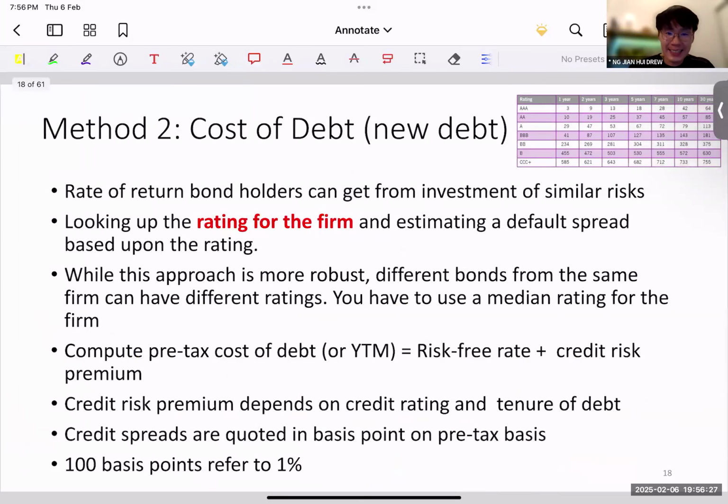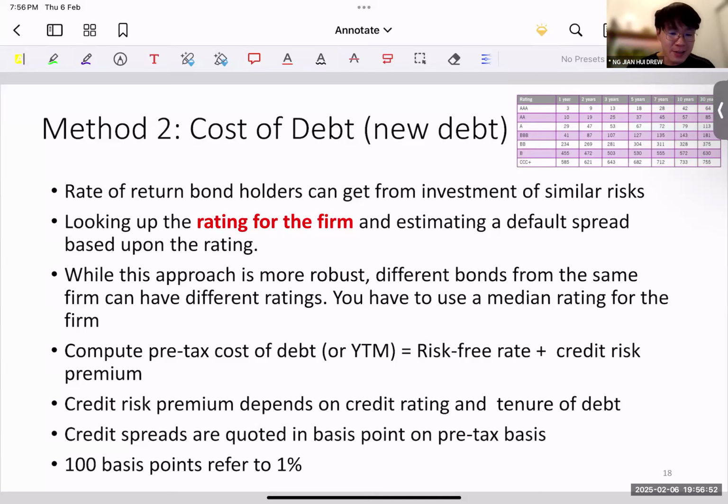Okay, so that's existing debt. Most of the time you use method one because that's the easiest method in determining your cost of debt. Remember, method one is not interest expense divided by net debt. If you use interest expense divided by net debt, that's straight away wrong. That's not the right way. Method one is about using the RATE function in Excel.